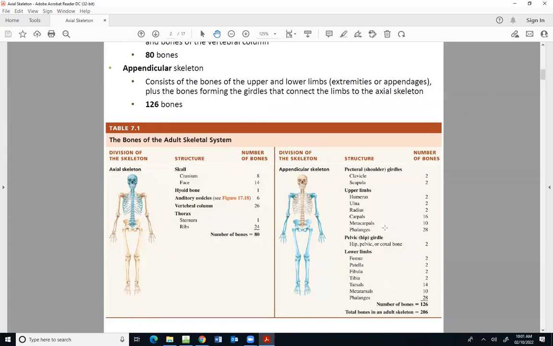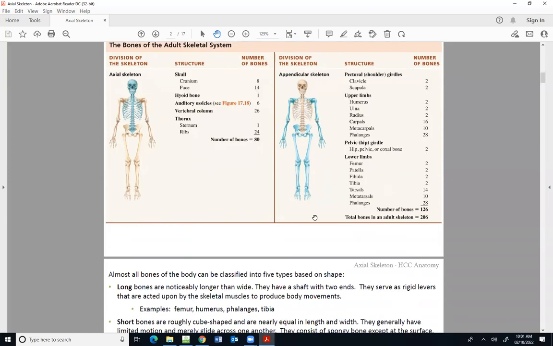Nice breakdown of the different bones is listed here in table 7.1. I'm not going to ask you to directly know the table. We're going to learn it, and it's not something I'm going to draw specifically from.